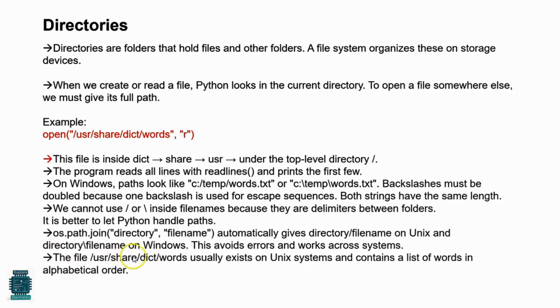This file, /usr/share/dict/words, usually exists on Unix systems and contains a list of words in alphabetical order. This is completely about directories.